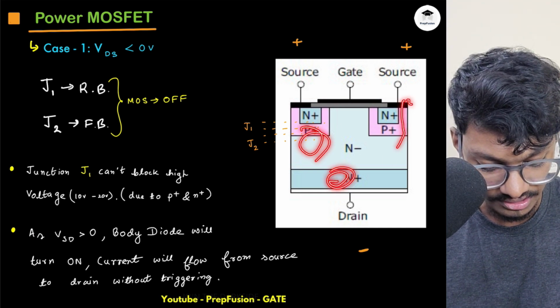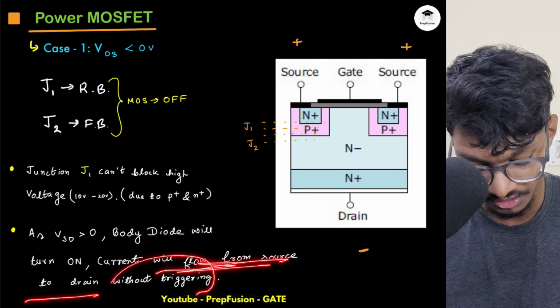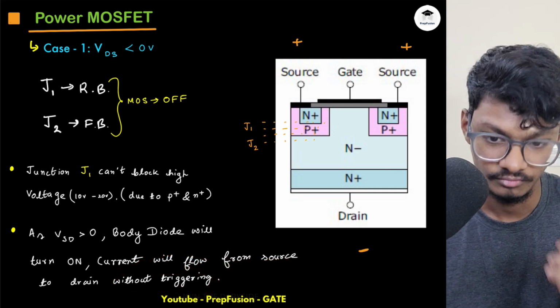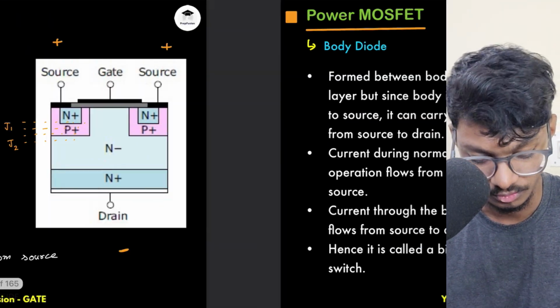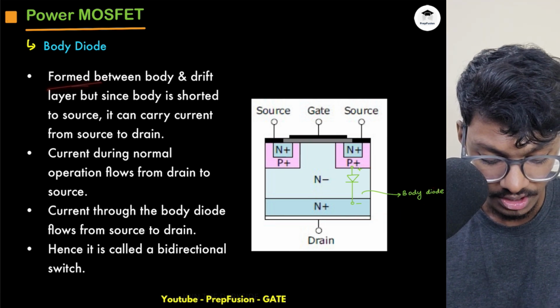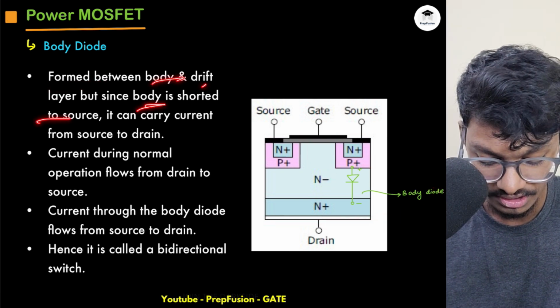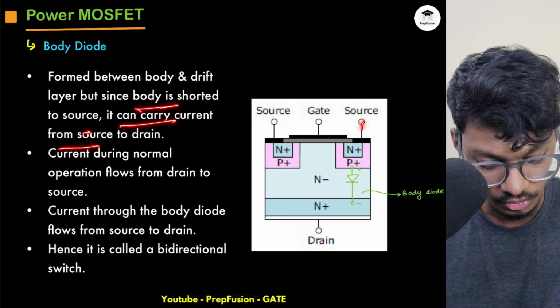So some leakage current will flow through this. Current will flow from the source to drain without triggering. So some amount of current will flow if I apply enough voltage to forward bias this body diode. So the body diode is present, something like this. This is the body diode. It is formed between the body and the drift layer. But since the body is shorted to the source, it can carry current from source to drain.